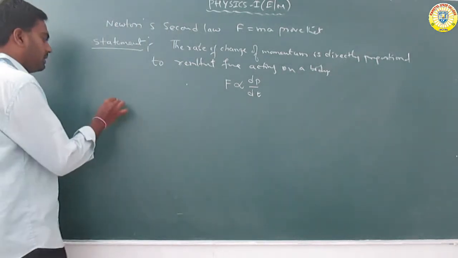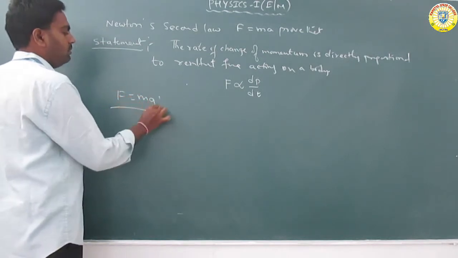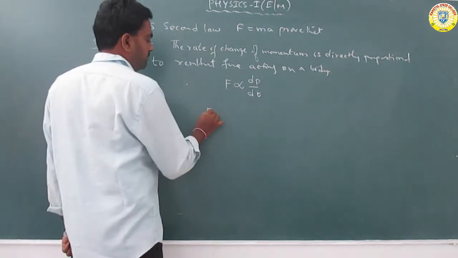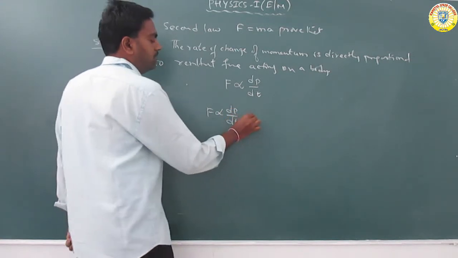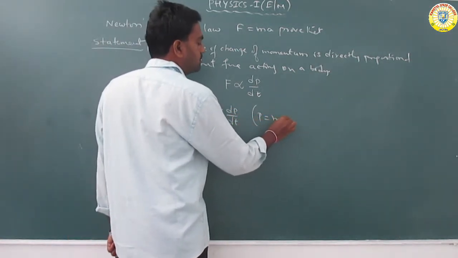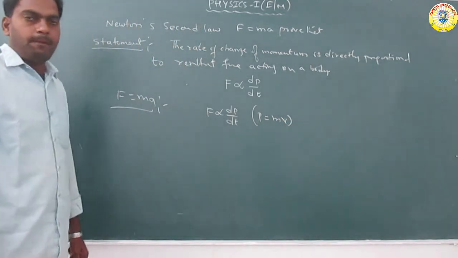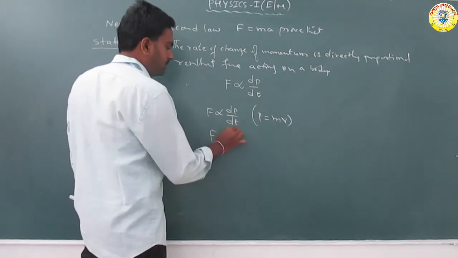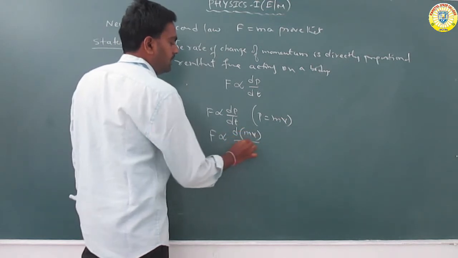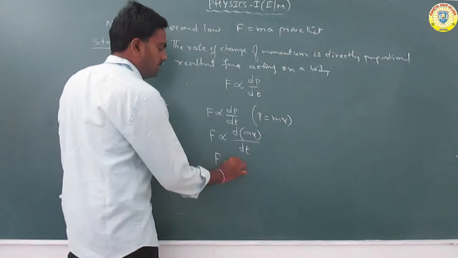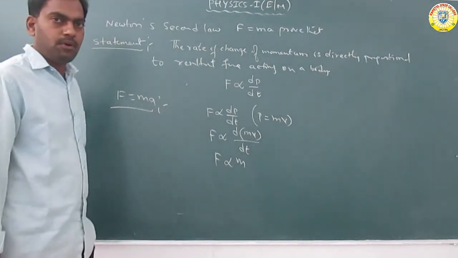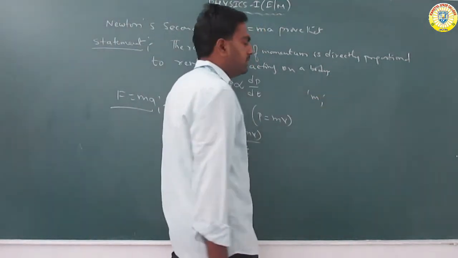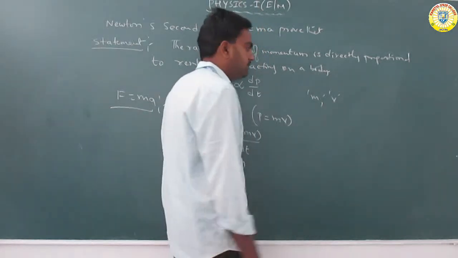Our expression is F equal to ma. F is directly proportional to dp by dt according to Newton's second law. We already know that momentum p is mass into velocity. Substituting in this equation, we get F directly proportional to d(mv) by dt. Taking m common, m is the mass of the body. First of all, we consider a body of mass m moving with velocity v after a time interval dt.